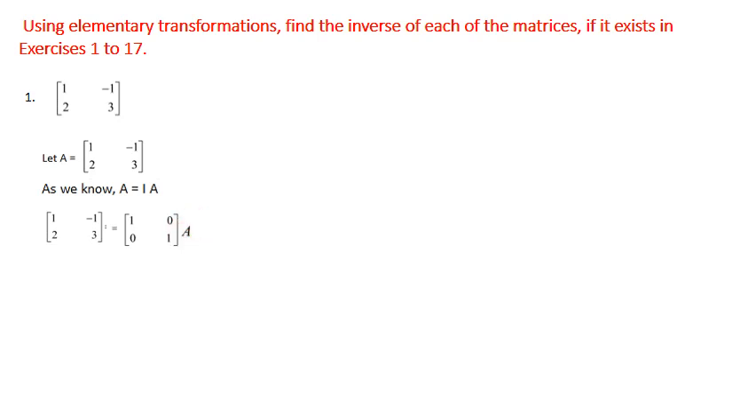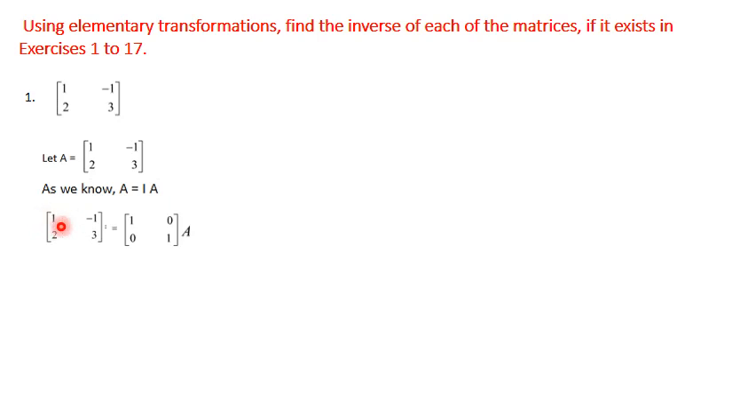So the process is quite simple here. What we are supposed to do is, on the left side there is the matrix 1, minus 1, 2, 3. We have to make this matrix an identity matrix by using row or column operations. Whatever operations we use to change the left side matrix into the identity matrix, we have to do the same operations on the right side matrix also, and this A we have to keep the same till the end of the question.